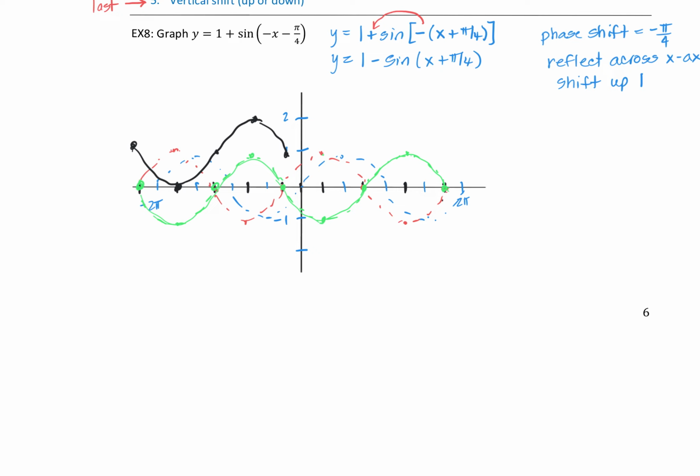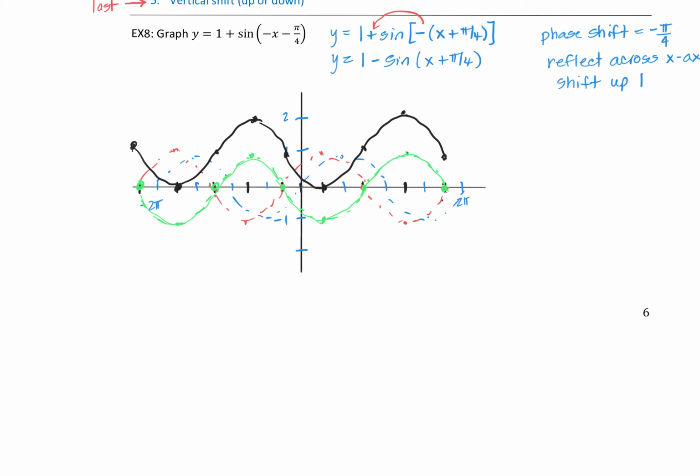So it looks like that. So let's see, 0 to 1, -1 goes to 0. 0 goes to 1. 1 goes to 2. 0 goes to 1. Okay, so there is my graph where I did all the transformations. We had a shift left, pi over 4. We did a reflection, and then our final shift up.